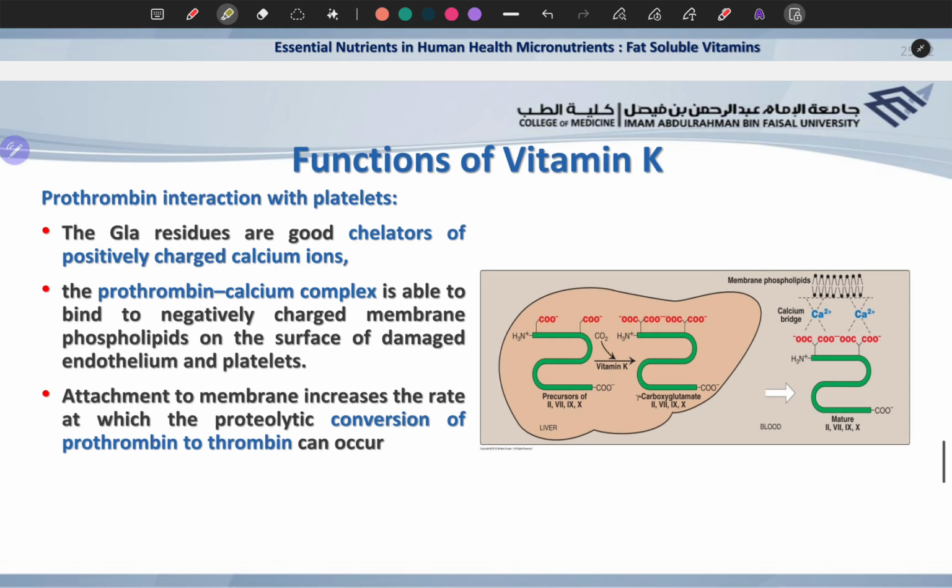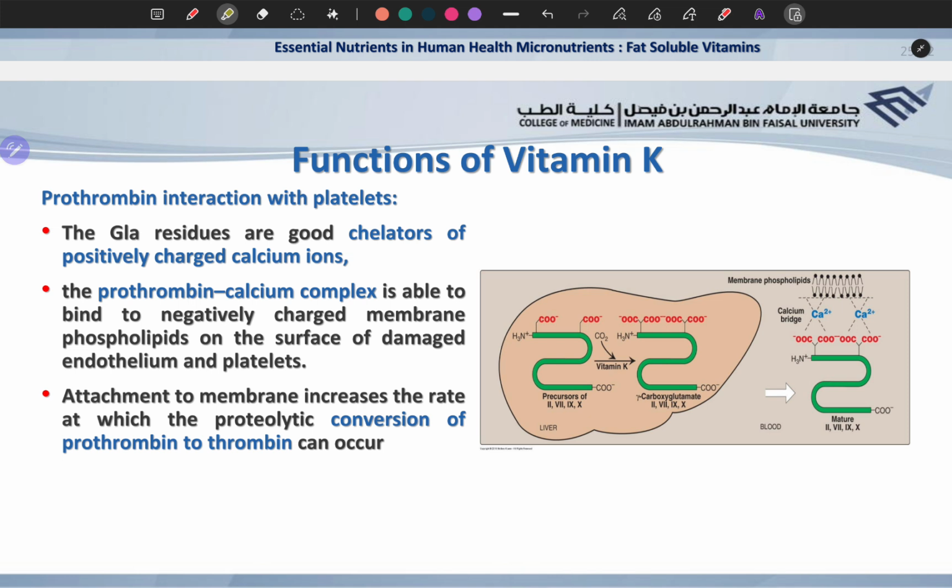Now, how does it exactly act? Prothrombin needs to interact with the platelets for clotting to occur. You see these are the clotting factors, precursors. Why precursors? They do not have the carboxyl group. Here the carboxyl gets added, so these are the active form in the presence of vitamin K.